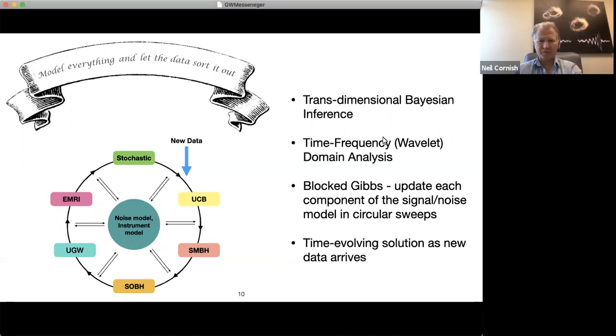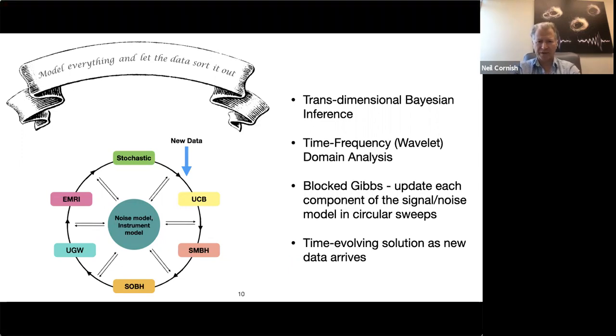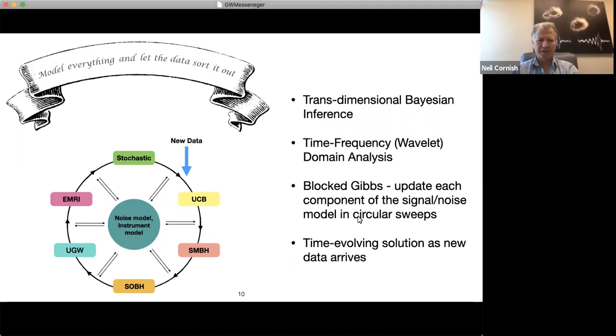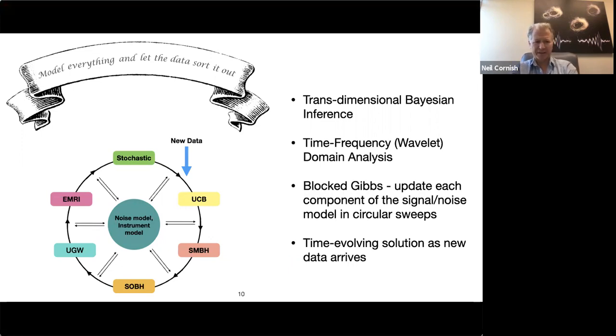In all of the analyses, we're in the process of moving all of our codes into the wavelet domain. I'll explain why in a moment. We're using this block Gibbs scheme where we update each component of the model. Another key thing is that it's a time evolving solution. Starting from when the LISA detector first turns on, we'll have data from the first week. We'll analyze that. Then as new data comes in, we keep on adding that and updating the model. So we're doing a time evolving solution as we add data in from week to week, and that's the overall scheme that we're working on.